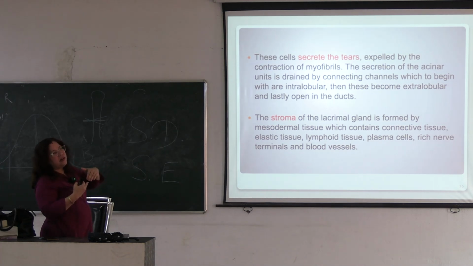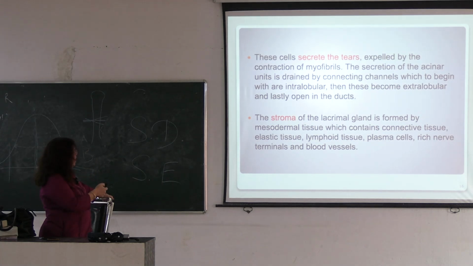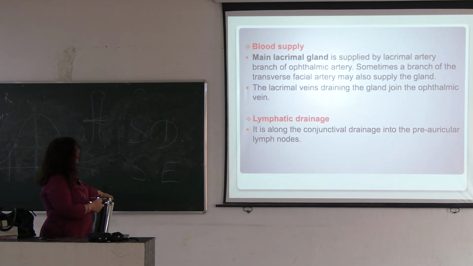Intralobular part means the part of the acini inside the gland. The second part is the stroma. The stroma of the lacrimal gland is formed by mesodermal cells. So there is no need to go into the details of the microscopic structure.